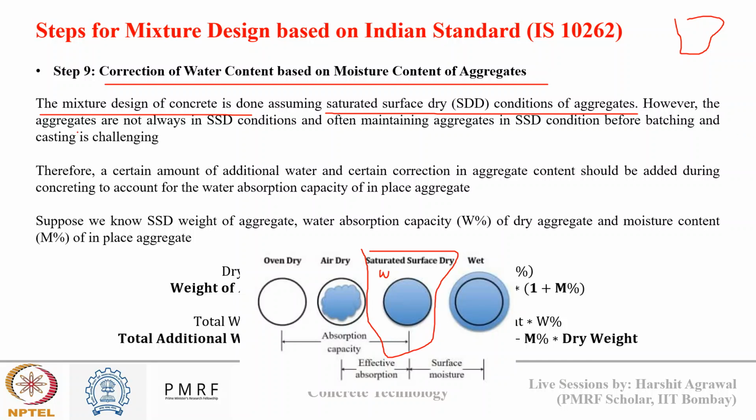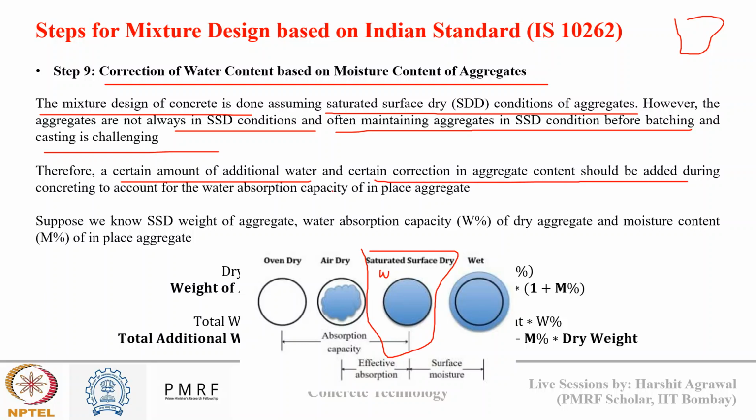However, the aggregates are not always in SSD condition, and often maintaining aggregates in SSD condition before batching and casting is also challenging. So a certain amount of additional water and a certain correction in aggregate content should be added during concreting to account for water absorption capacity for in place aggregate.